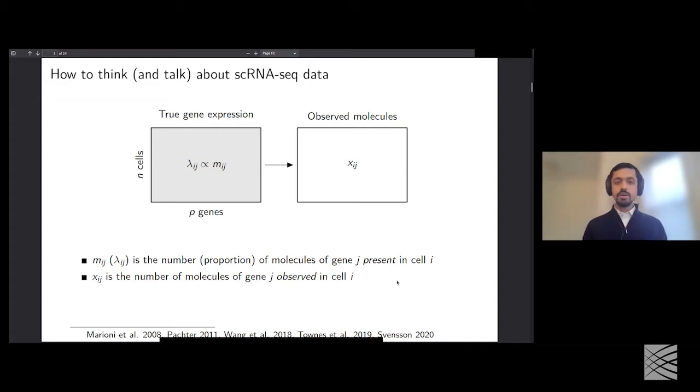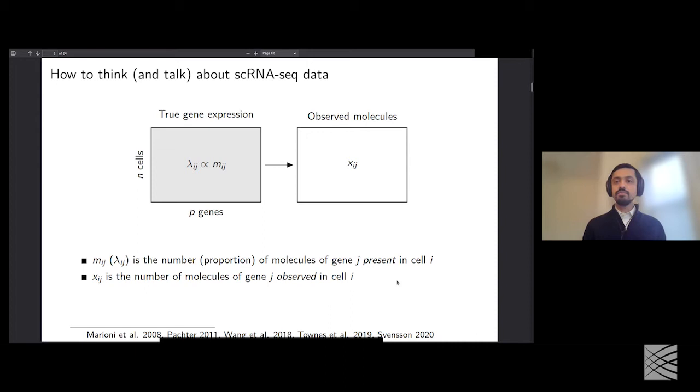However, some of the early work in bulk RNA sequencing, for example John Marioni and others, and Lior Pachter, addressed these problems of differing gene lengths and differing PCR amplification efficiencies in the context of bulk RNA-seq. And I think that some of those ideas also apply to single cell RNA-seq.